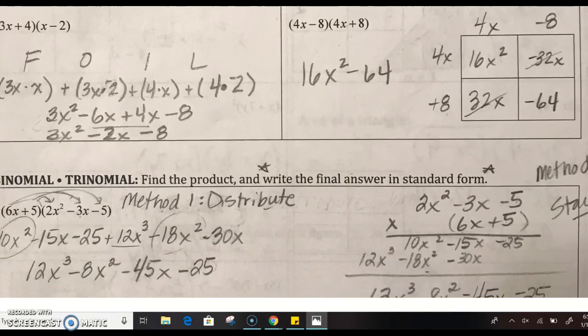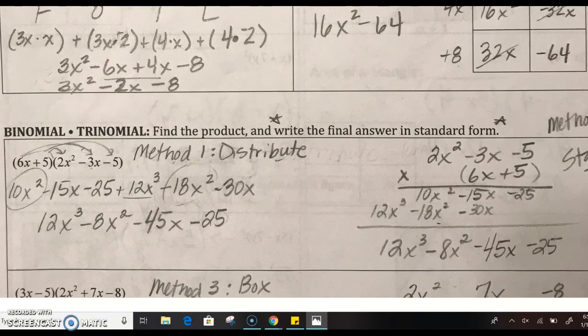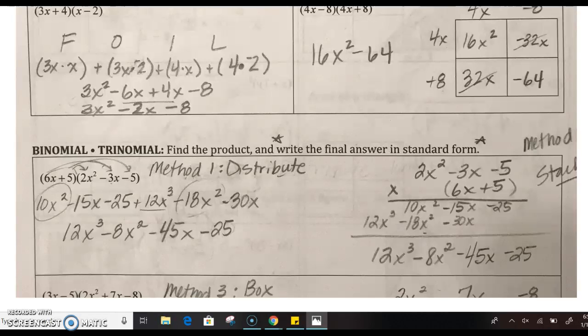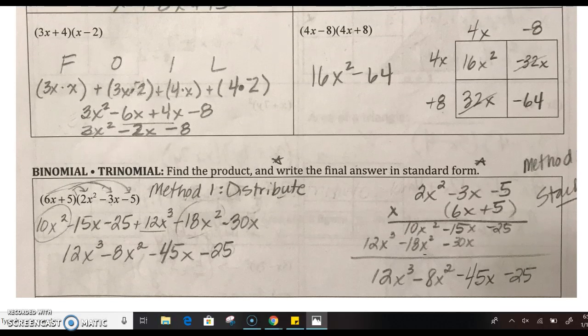Okay, so now we're going to take a look at a binomial times a trinomial. So I've given you actually several methods that you can use here. I've showed you how to work this first problem two ways. In the first problem, we're distributing the binomial 6x plus 5 to the trinomial 2x squared minus 3x minus 5. So the first thing I'm going to do is distribute one of the numbers. You can start either with the 6x or the 5. It looks like I started with the 5 here.